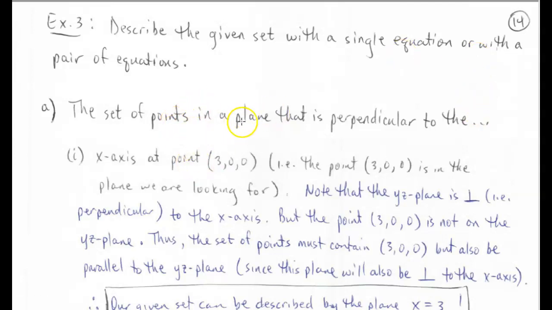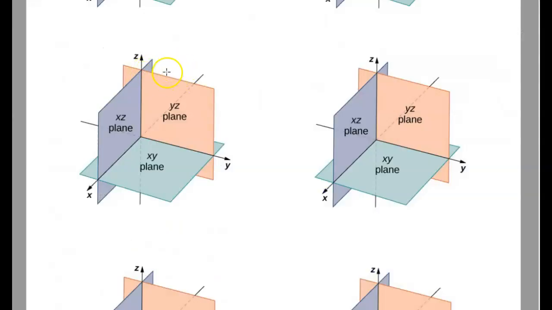So we want the set of points in a plane that is going to be perpendicular to, and of course, the first example here is going to be perpendicular to the x-axis at this particular point, okay? Well, the first thing that we know is that because we want a plane that is going to be perpendicular to the x-axis, if we look at that particular plane, I'll show you a visual here just to make sure that you follow what I'm saying. So if this is the x-axis right here, we know that the YZ plane is the one that is perpendicular to the x-axis, okay? And of course, for the YZ plane, we know by definition, x would have to be 0, okay?